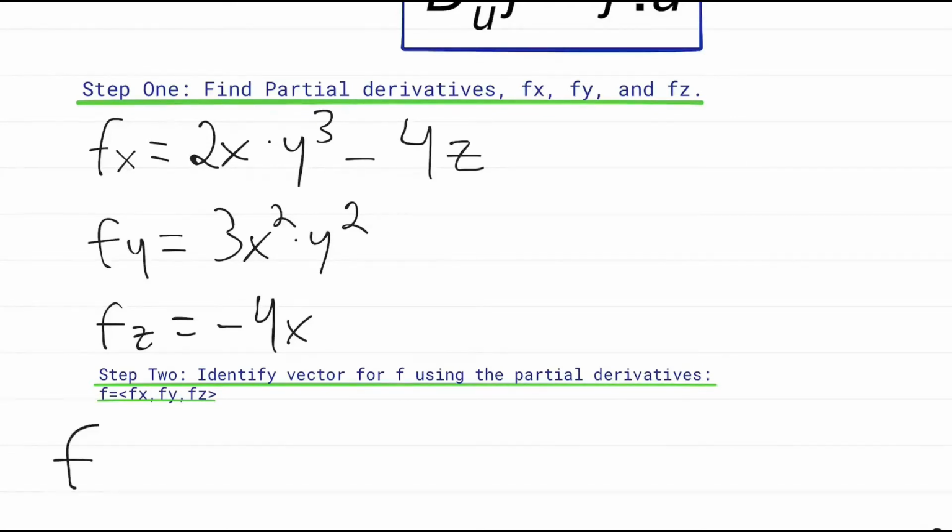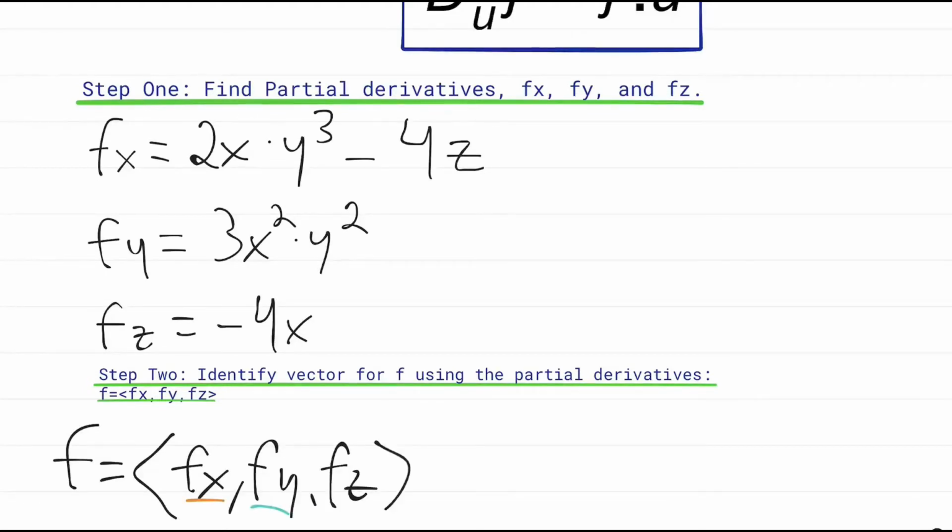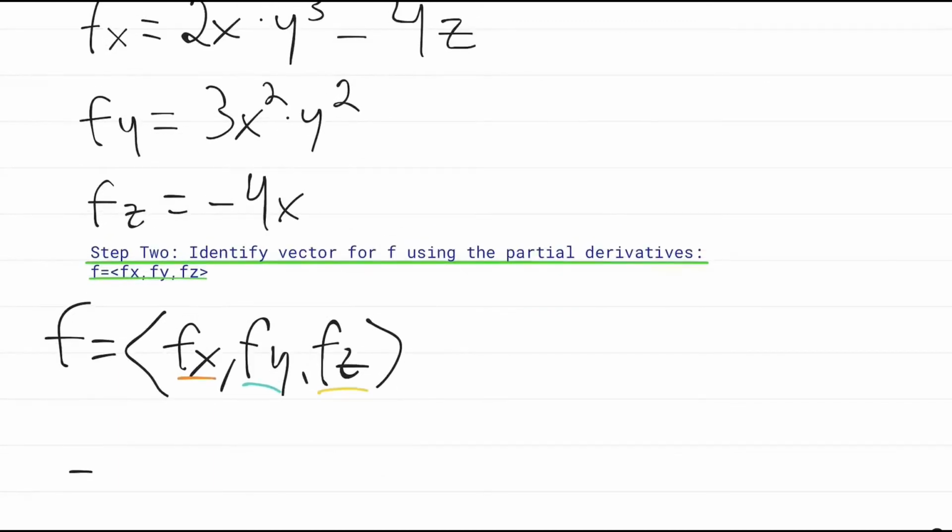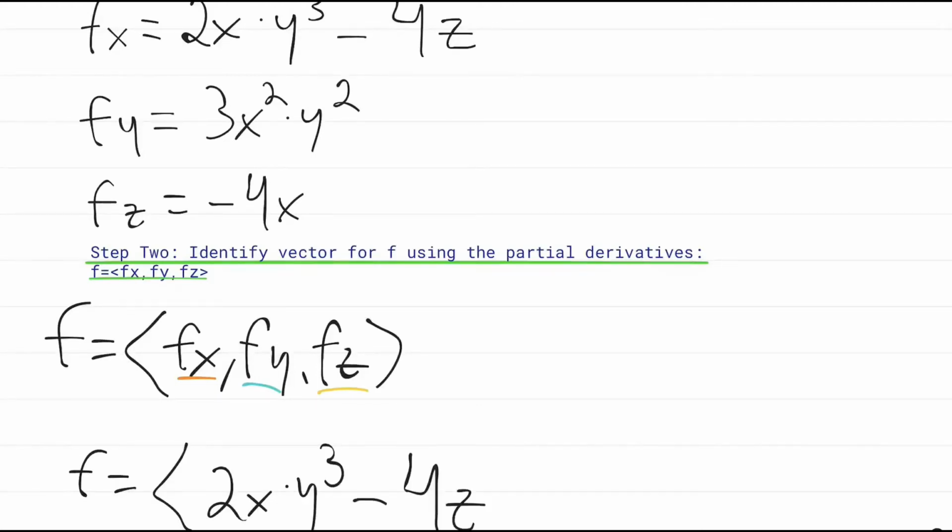So in step 2, we are asked to identify the vector for f using partial derivatives. The partial derivative vector will be f of x, f of y, f of z. So this will be our partial derivative vector. Furthermore, I color coded them so that way you can see which one's which. Our partial x will be what we computed for partial x, 2x times y cubed minus 4z. Then our partial y will be 3x squared times y squared. And our partial z will be minus 4x. So now we have a vector for a partial derivative at least.